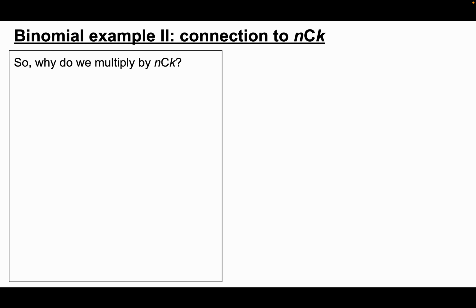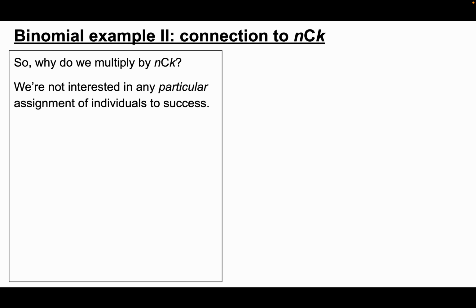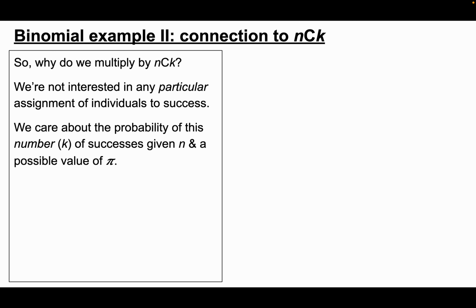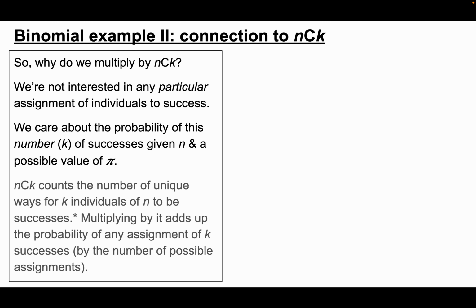So why do we multiply by n choose k? Well, it's just as I said, we're not interested in any particular assignment of individuals to success. We care about the probability of this number of successes given n and a possible value of pi. So n choose k counts the number of unique ways for k individuals of a group of n to be successes. So multiplying just adds up the probability of any assignment of k successes.